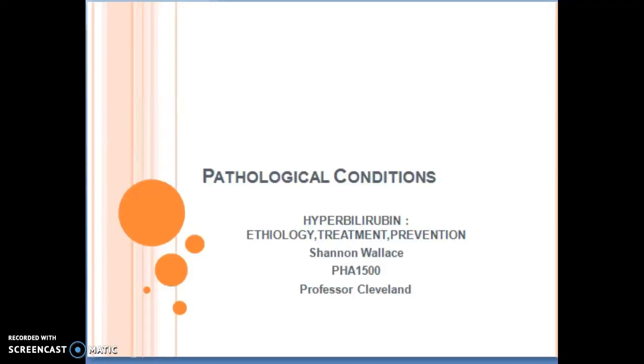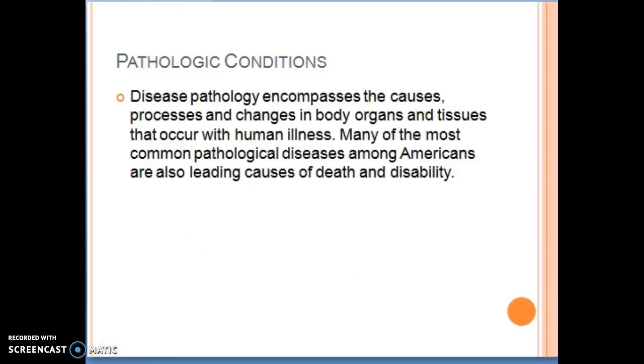I will be doing my pathological condition on hyperbilirubinemia in infants. I am going to be discussing the etiology, the treatment, and the prevention. Pathological conditions within themselves usually cause change in the body, organisms, and tissues, and they're the leading causes of death and disabilities in most Americans.